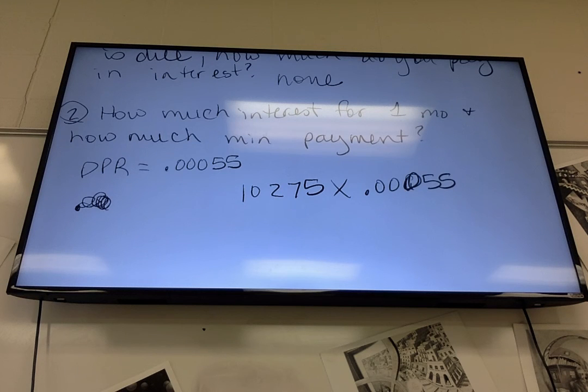Okay, I got 5.65 something. And then you times that by the 30 days. So that's about $169.54 because it rounds up.